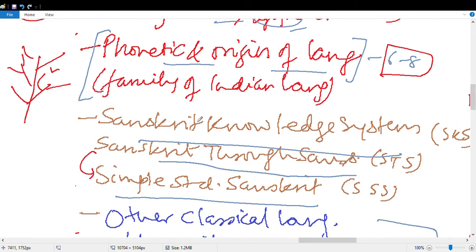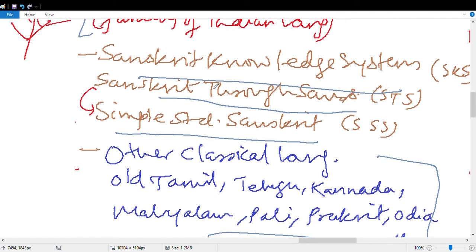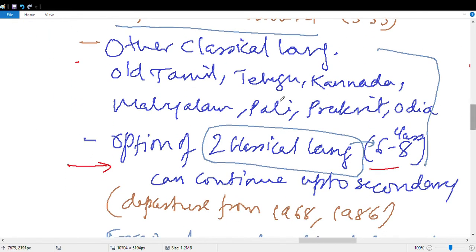Sanskrit again would be introduced, and importance has been given to it, the Sanskrit knowledge system as it is known. It would be taught in simple standard Sanskrit, material should be developed, and emphasis should be given that Sanskrit will be taught in Sanskrit medium, not in any other medium. It would be optional in nature. Other classical languages are also given importance, and the option of learning two classical languages in class 8 to 10 and maybe beyond if possible has been given.